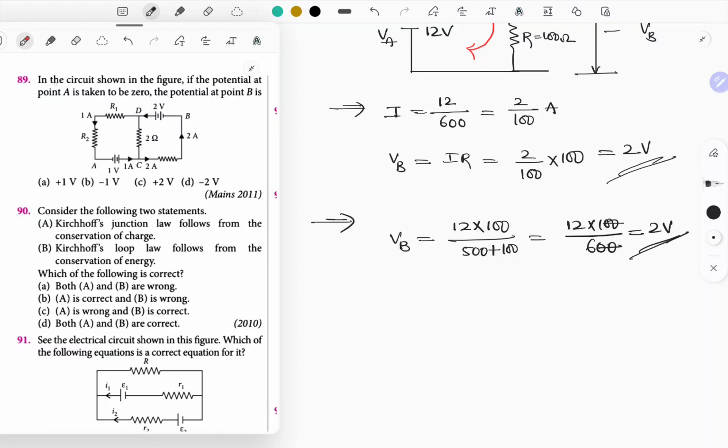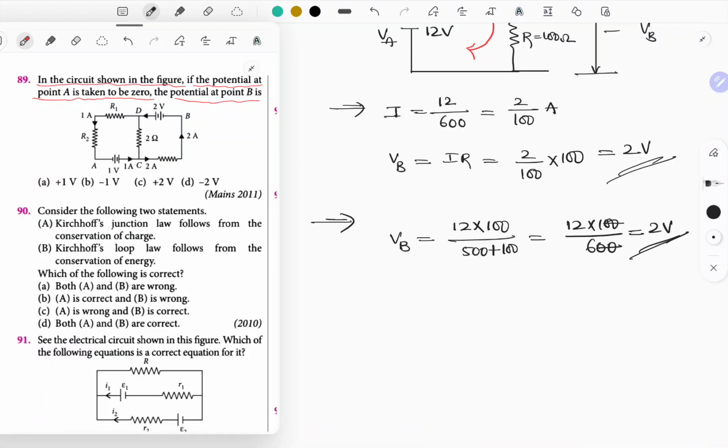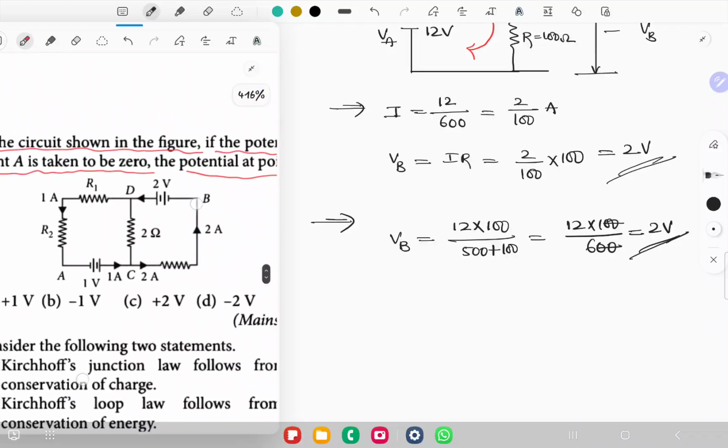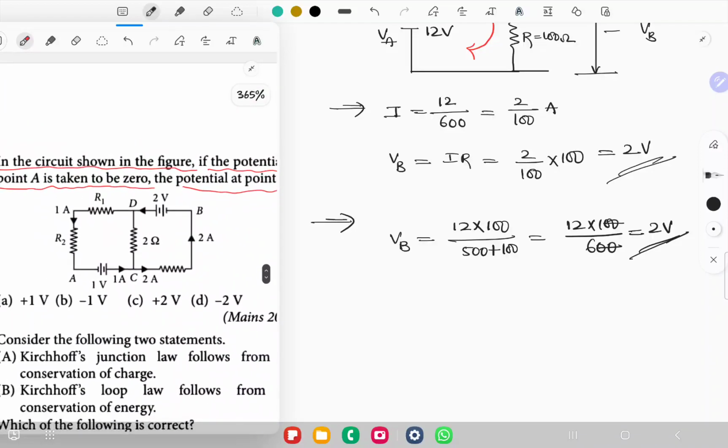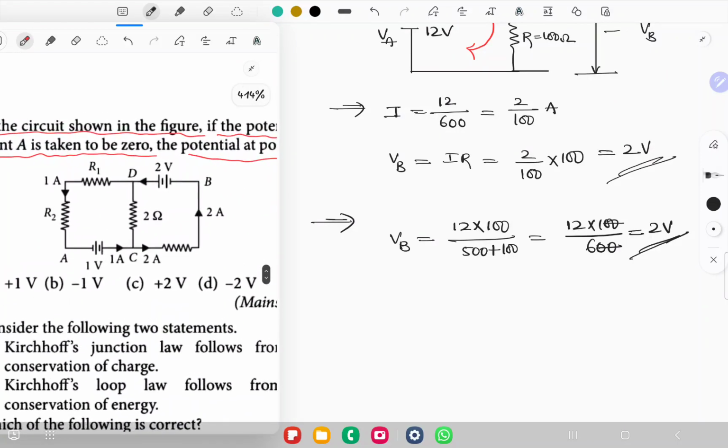Let's solve question number 89. In the circuit shown in the figure, if the potential at point A is taken to be 0, the potential at point B is. These kinds of questions you can answer directly by selecting two different points in the circuit itself, right? They're asking us to find out the potential at a single point. Two points in the sense, another point is given as a reference. That other point is A, whose potential is taken to be 0.